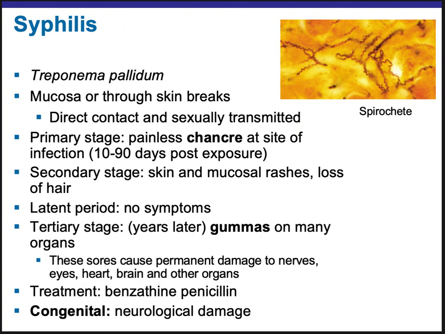Syphilis, hopefully you're familiar with. Treponema pallidum. Any of the mucosa can be infected, and any break in your skin can also be infected. Direct contact and sexually transmitted, right? So this disease actually has 3 stages: primary, secondary, and latent. The primary stage is a painless canker at the site of infection.